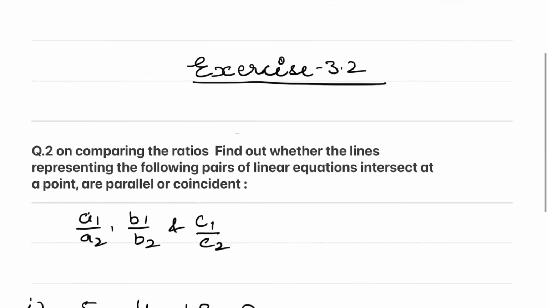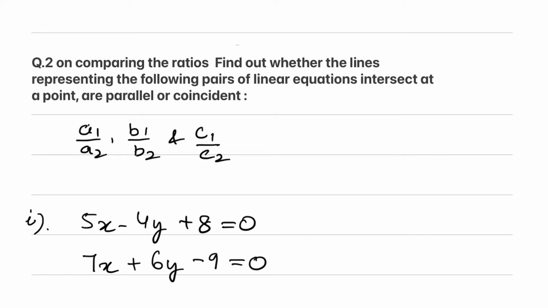In question number 2, they are asking us to compare the ratios of a1 by a2, b1 by b2 and c1 by c2. So these are the ratios of the coefficients of x, coefficient of y and the constant terms. And after comparing, we have to find out whether the lines representing the equations intersect at a point, or are they parallel, or are they coincident.